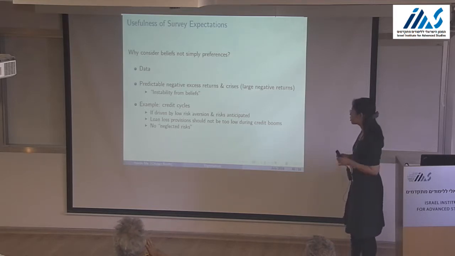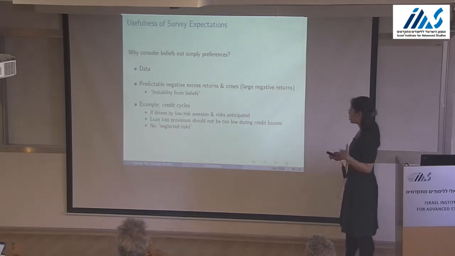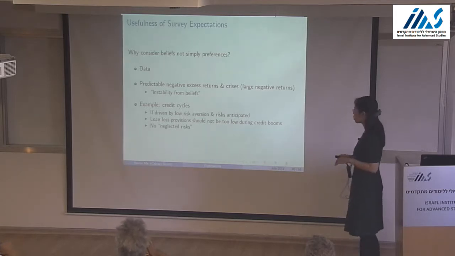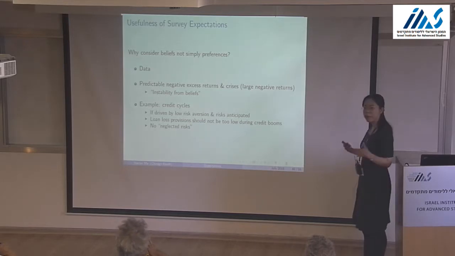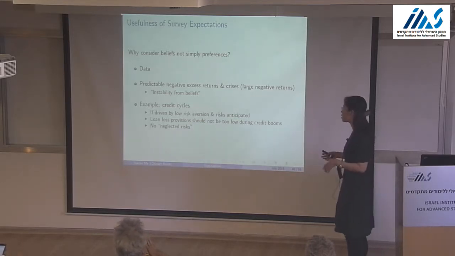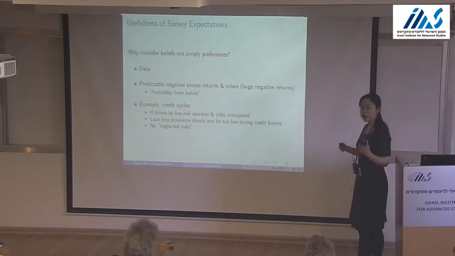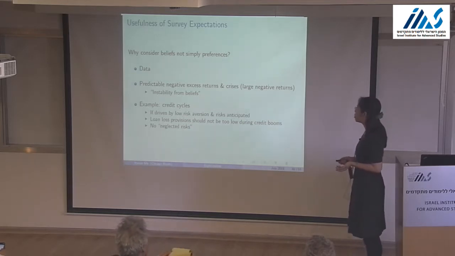And for example, in the context of things like credit cycles, if the large booms in lending are just coming from lenders being less risk averse, but they fully anticipate the risk, then there's no neglected risk, and you would think that they should set higher loan loss provisions, and therefore some of the amplification in a crisis, where people get caught unprepared, would not happen.